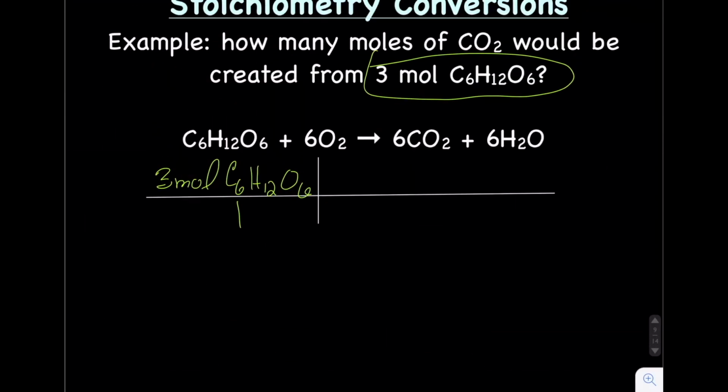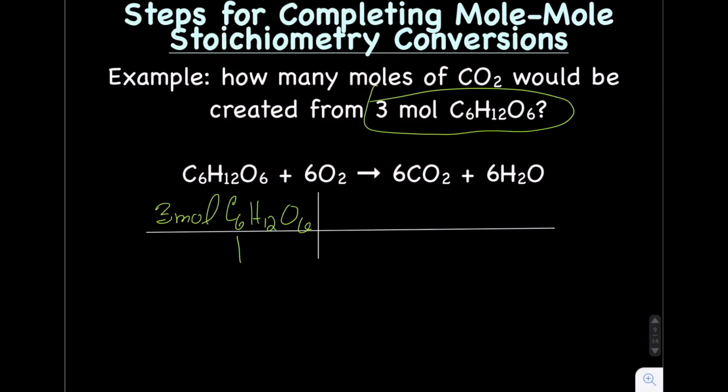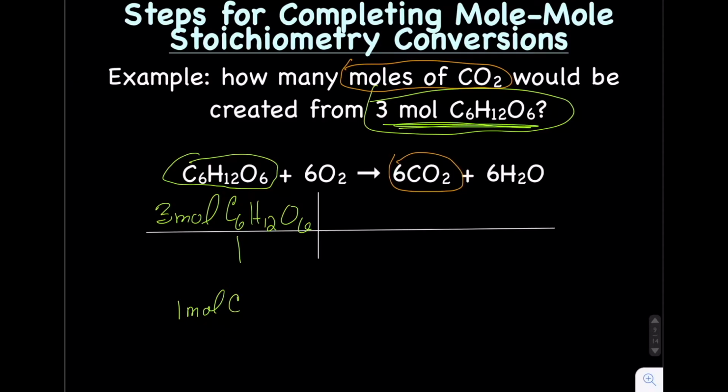So let's go back and do that. So our known we already figured out was, we're interested in 3 moles C6H12O6. So let's find that in our balanced equation. It's right here. And then our unknown is moles of CO2, right? So let's find that in our balanced equation. Okay. And let's turn those into an equality. So we're going to have 1 mole, because of the invisible 1, of C6H12O6 equals 6 mole of CO2. So again, I got these from the balanced equation.